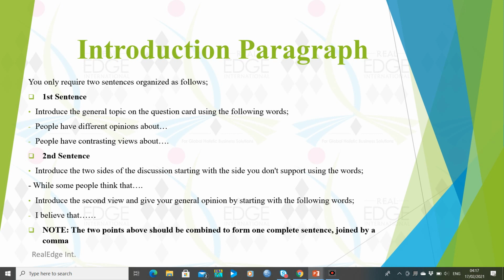I believe that. So therefore what you need to note here is that the 2 points above should be combined to form one complete sentence joined by a comma. So it should run seamlessly like this: While some people think that XYZ, I believe that XYZ.